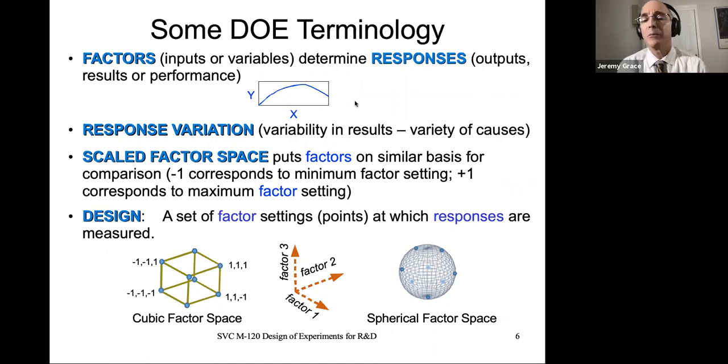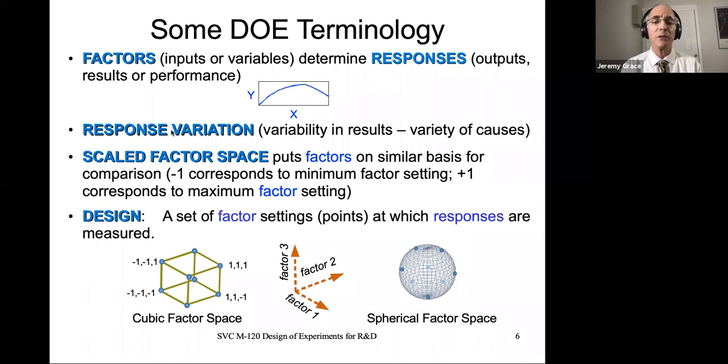That might be a response as one of your experimental or process factors. So now imagine you have many factors and a few different responses. This is a multivariate thing, but the basic premise is looking at responses as a function of factor settings.